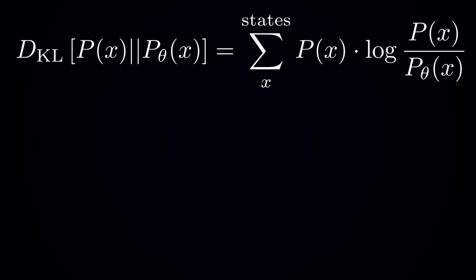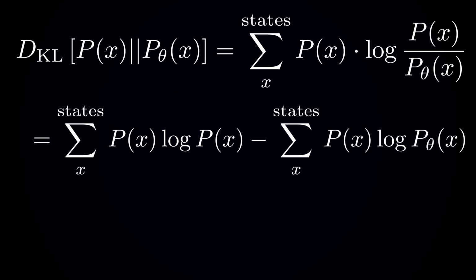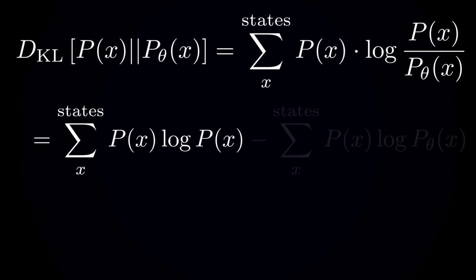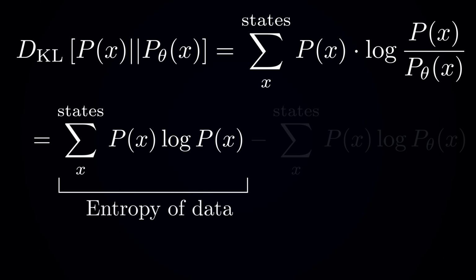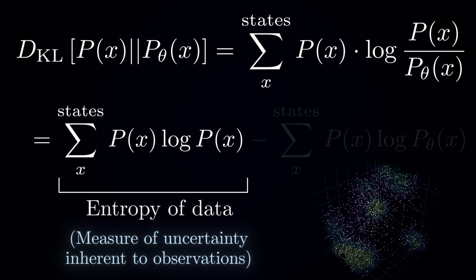Now, using the properties of logarithms, we can split this KL divergence into two terms. Take a closer look at the first one. We're summing over all possible observations, adding up the logarithm of their true probabilities, weighted by those same probabilities. This is precisely the entropy of the data distribution, a measure of the inherent uncertainty or randomness in our observations.